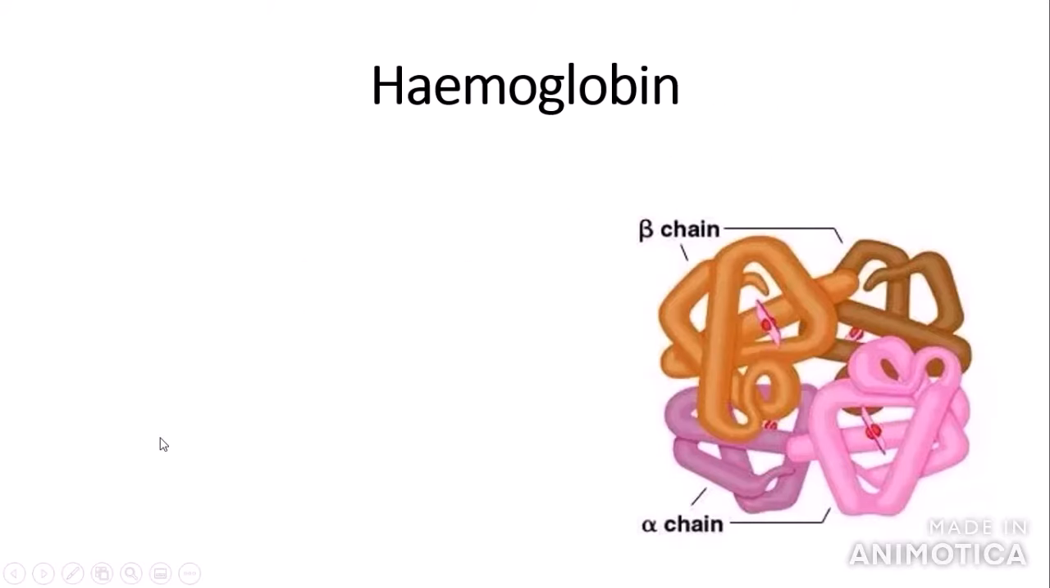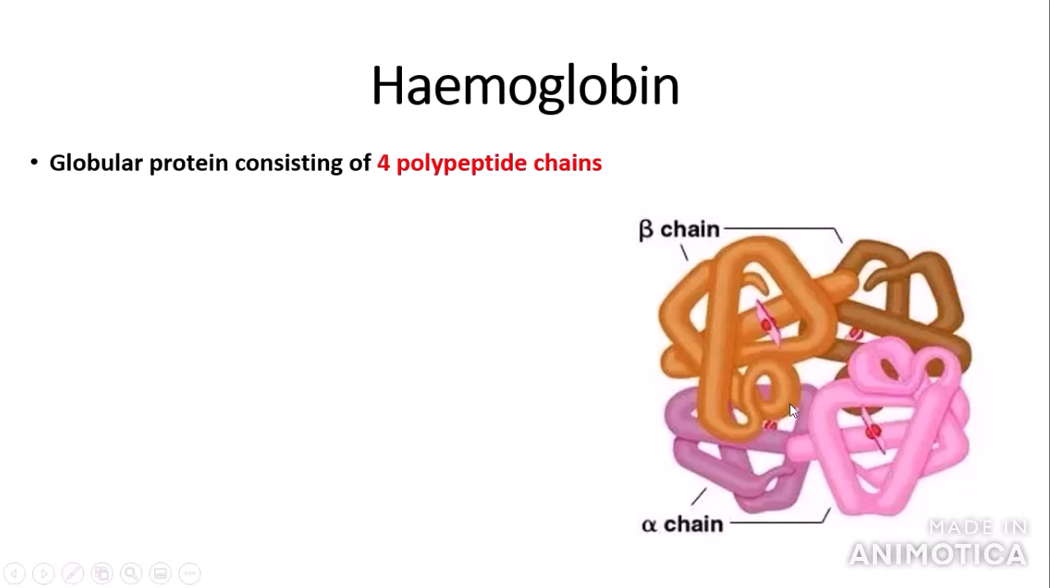So first we're going to talk about hemoglobin. Now, what is hemoglobin? Hemoglobin is this molecule here, and it is a globular protein consisting of 4 polypeptide chains. So I'll just get my pen and circle 4. As you're probably thinking, it has 4 polypeptide chains, so we can say that hemoglobin has a quaternary structure.